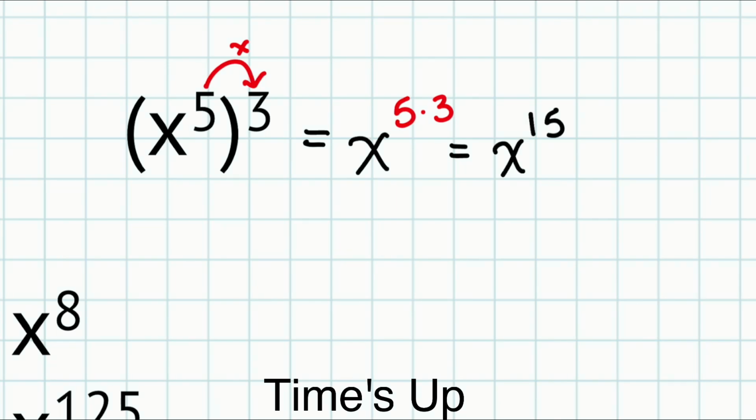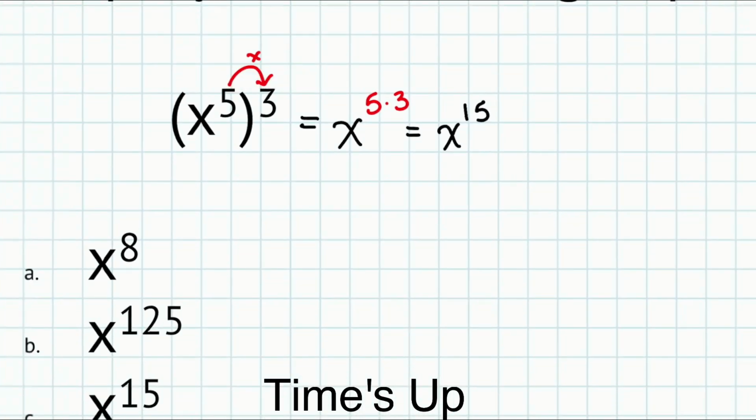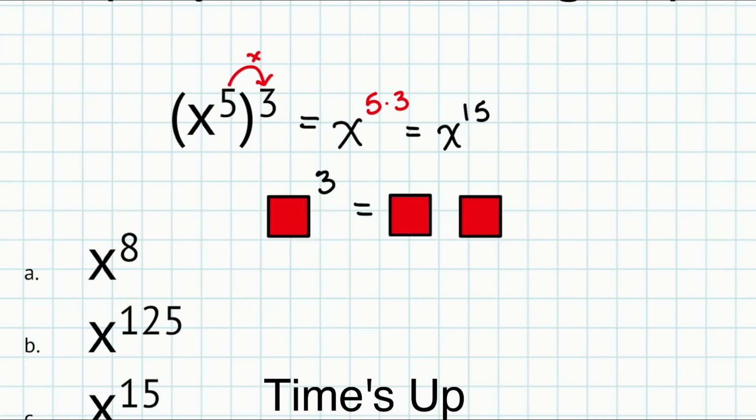That's one way to think about it. The other way that we can think about it would end up being something like this. If we have anything to the power of 3, well, that's going to be that anything multiplied by itself 3 times. And we know what that anything is inside that box. It's x to the power of 5. So this makes it x to the power of 5 multiplied by itself 3 times.